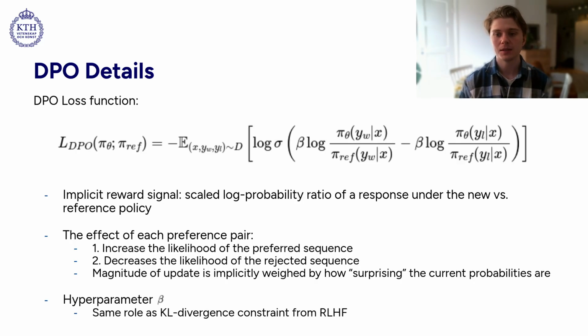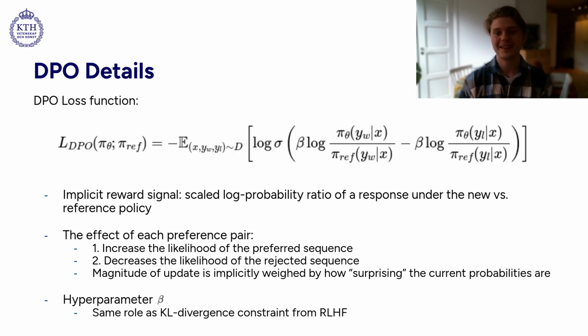Let's delve a bit deeper into the details of this loss function and how it works in practice. At its core, the DPO loss is a weighted binary cross entropy loss. The term inside the sigmoid function here can be thought of as the implicit reward that we mentioned before. It measures how much the log probability of a given response has increased under the new policy compared to the original reference policy, scaled by this hyperparameter beta. The DPO objective then simply tries to maximize the difference between the implicit reward of the winning response and the implicit reward of the losing response.